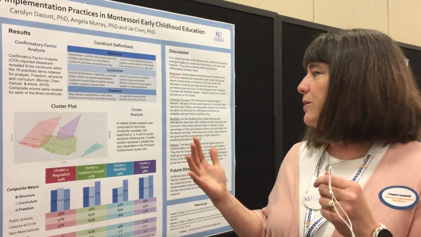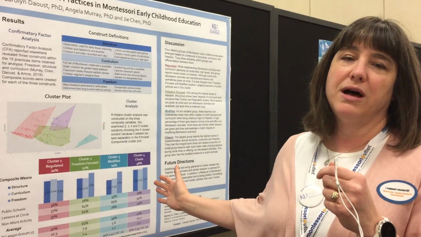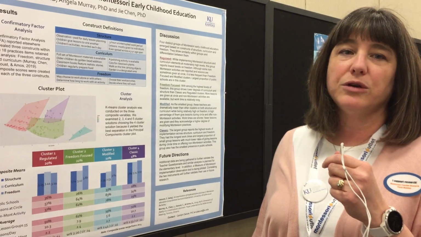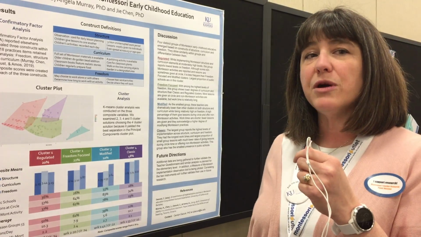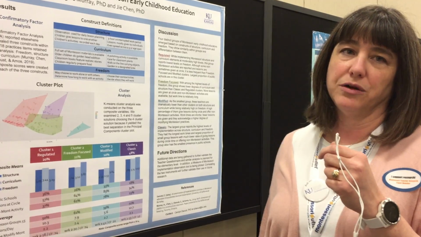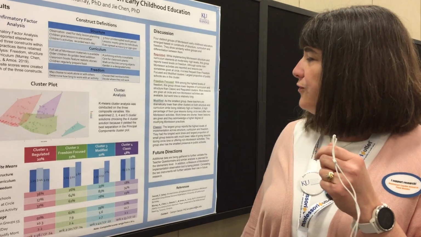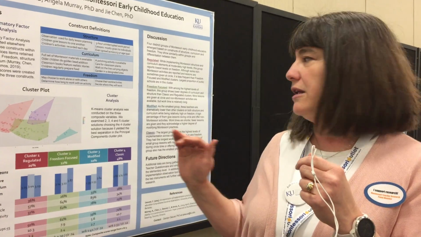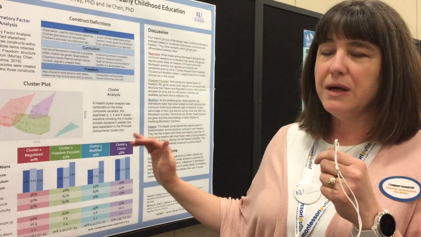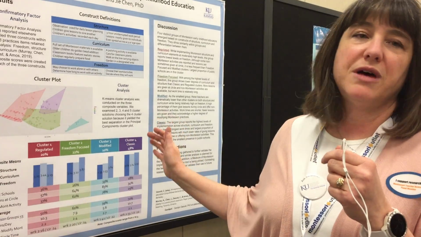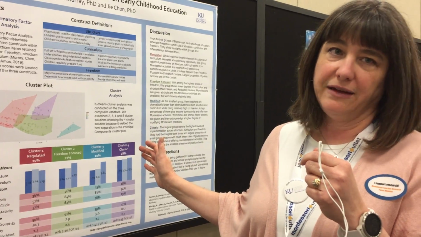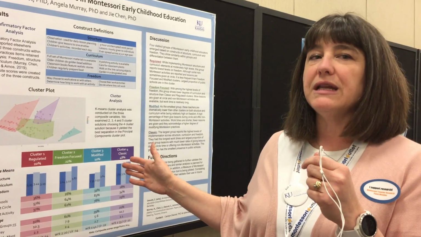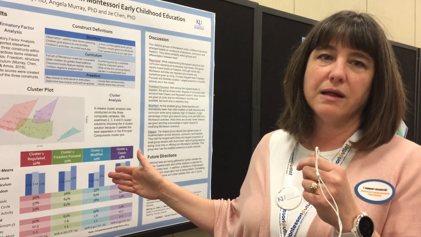The other clusters that we identified, there was one group, this group in teal, that we called modified, and that group was relatively higher on freedom but quite a bit lower on structure and curriculum items. The freedom-focused group was in the moderate range for structure and curriculum, as was the regulated group, but the freedom-focused group was much higher in the freedom category. The final cluster, the regulated group, was the group that really offered the least amount of freedom in the classroom.